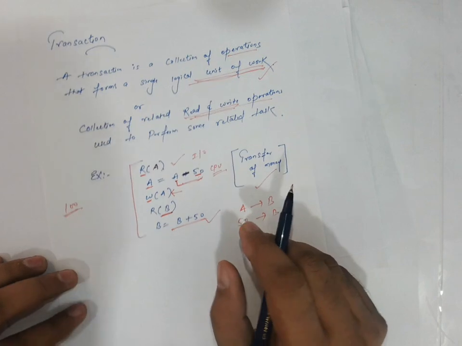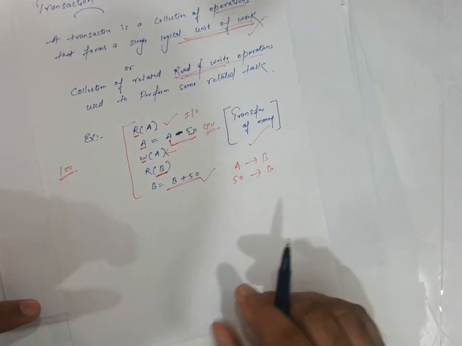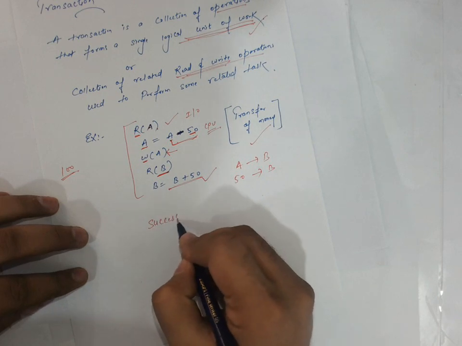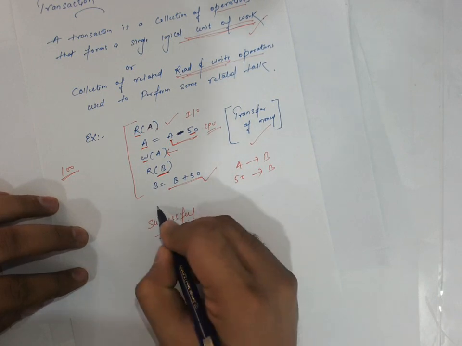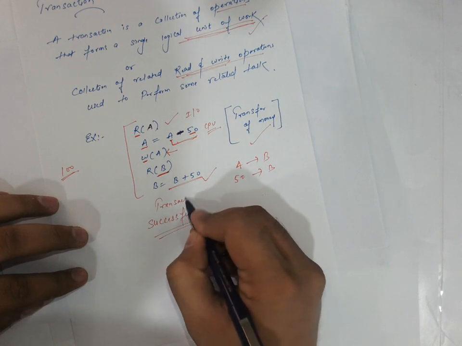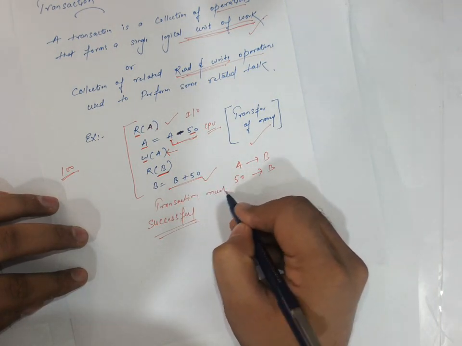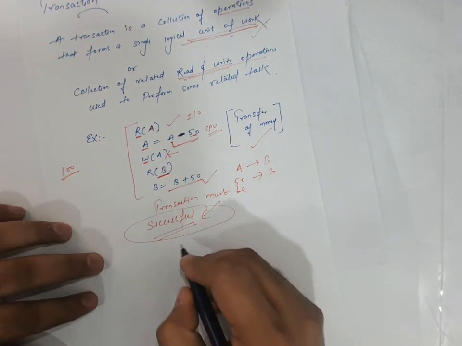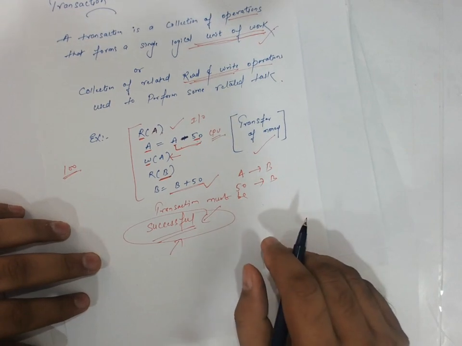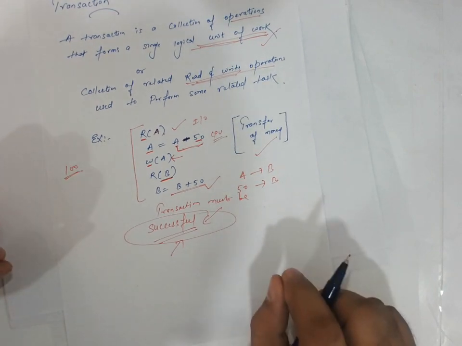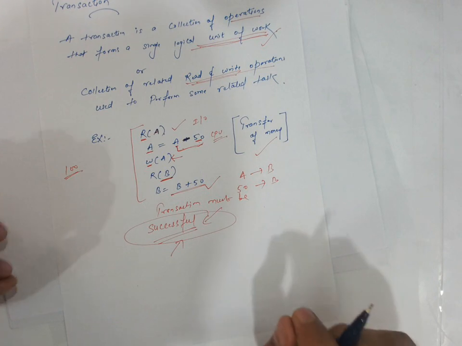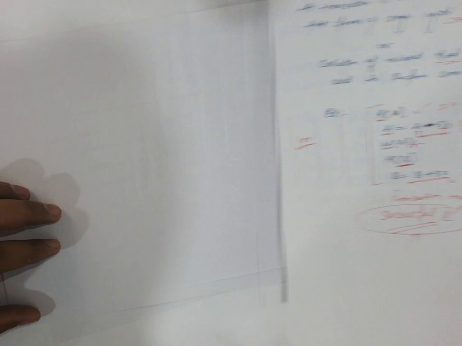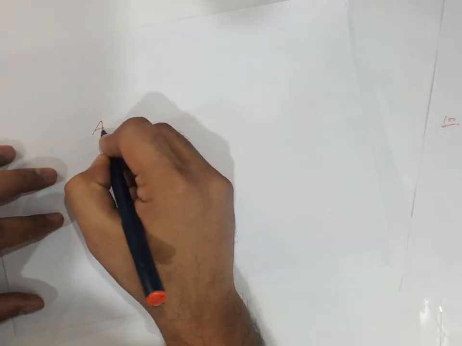But our main motive is we want to make this transaction successful. This is our main aim. Transaction must be successful. This is our main goal. So to achieve this successfulness of a transaction, we have to follow certain guidelines and some properties, and the name of these properties is ACID properties.